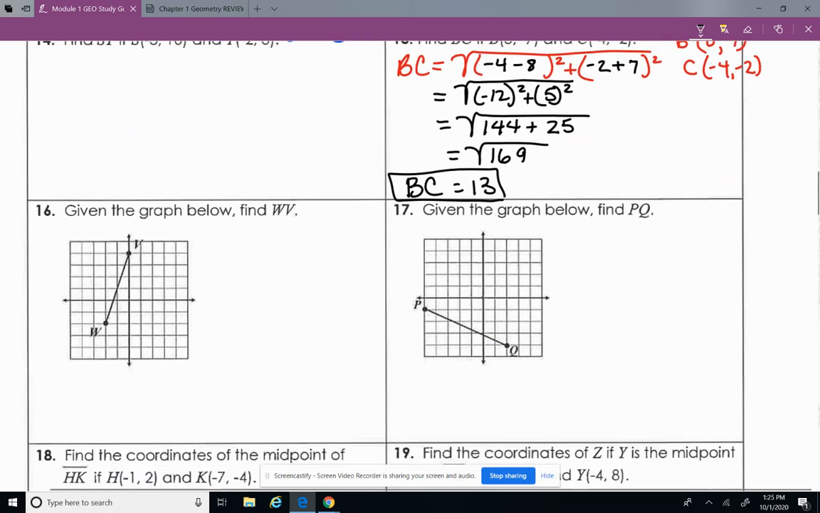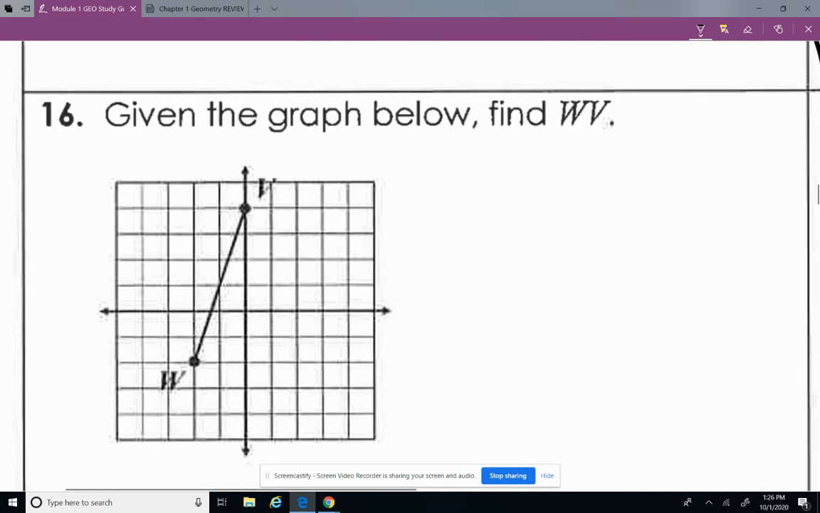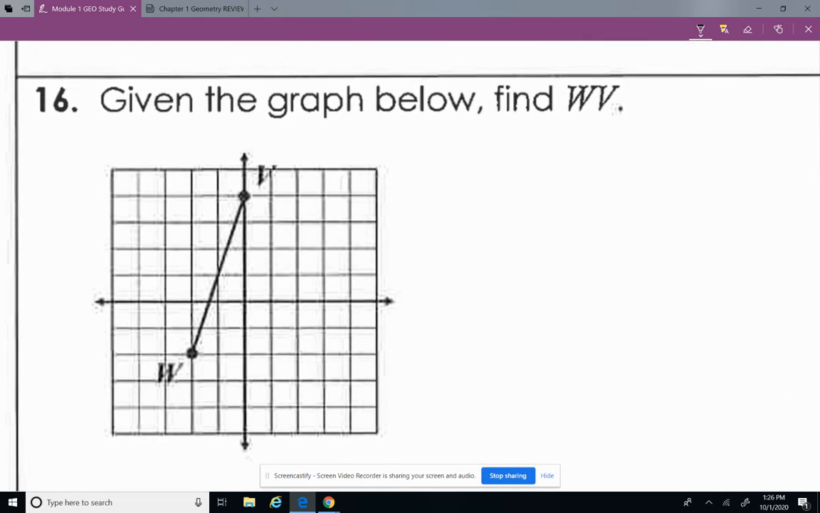All right, I'm not going to do 16, 17, or 18. But the first thing I do want to make sure you can do for number 16 is tell me what their coordinates are. So what is the coordinate for V? And what is the coordinate for W?